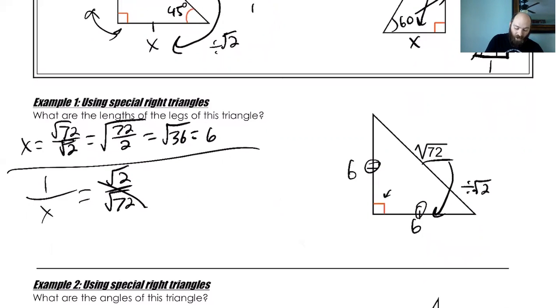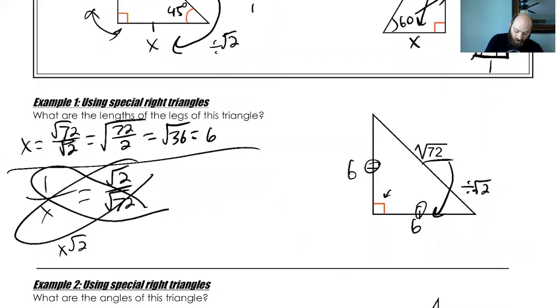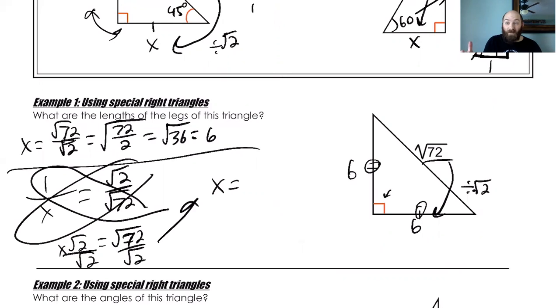When I have my proportion, I'm just going to cross multiply. So then I get x root 2 equals the square root of 72. Divide by root 2. And, oh, look at what I have here. It's the same exact math as earlier. It's going to be the square root of 72 over 2, which is square root of 36, which is 6. Either way will get you the right answer.